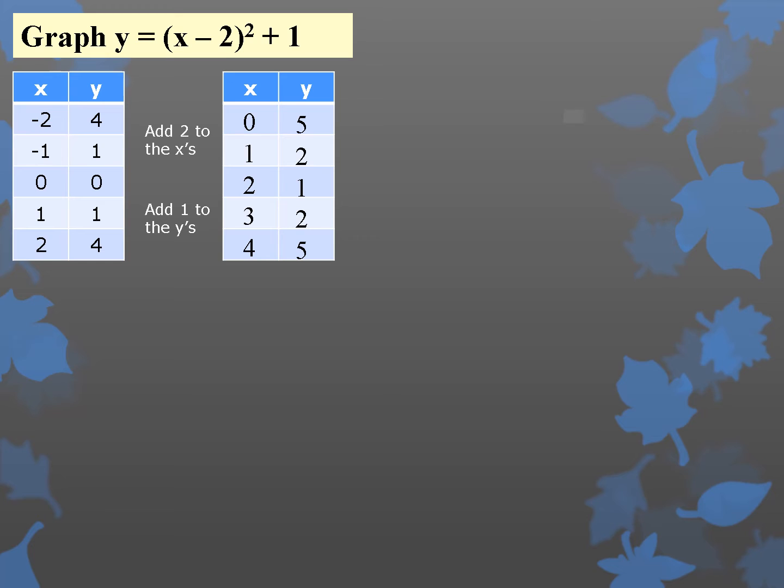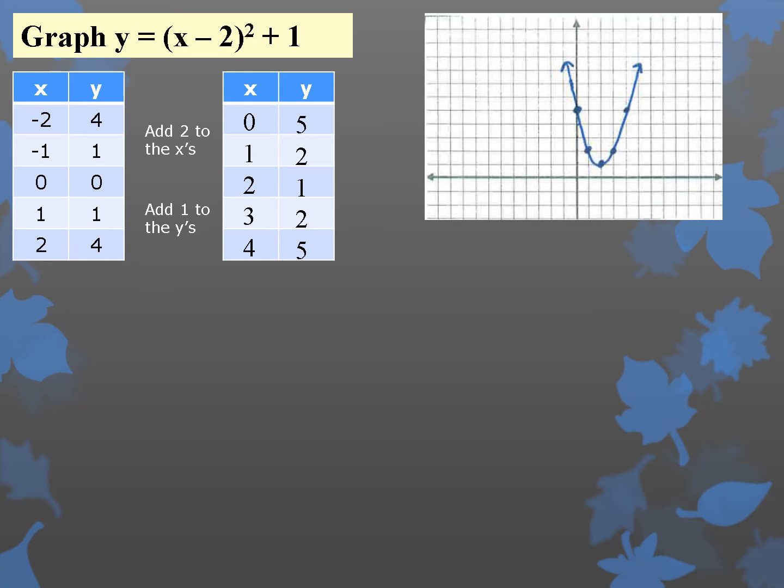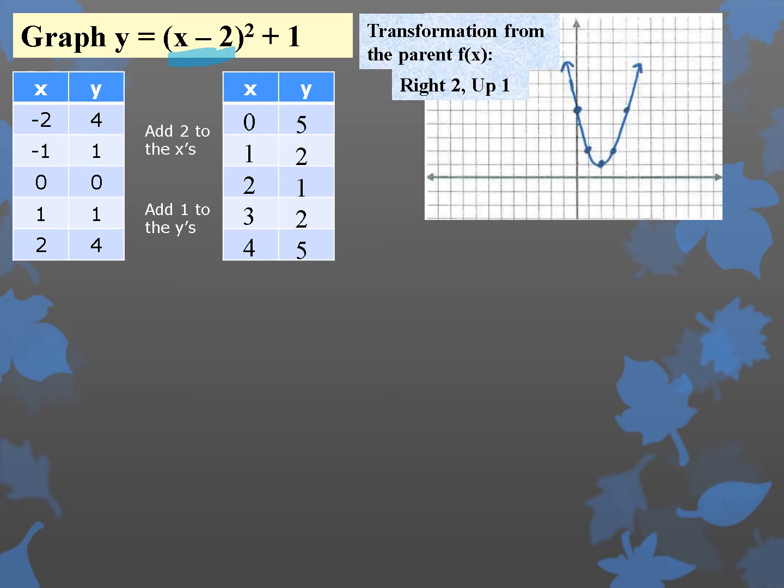Okay, now that's what it looks like graphed. All right, so you can see the curve, you can see the bowl around the vertex. Let's talk about the transformation from the parent. Well, x minus 2, that 2 means left and right movement, so it's x minus h, so that means I'm going to go right 2. The 1, that's your vertical movement up and down, so I'm going to go up 1. So the transformation would be right 2, up 1.